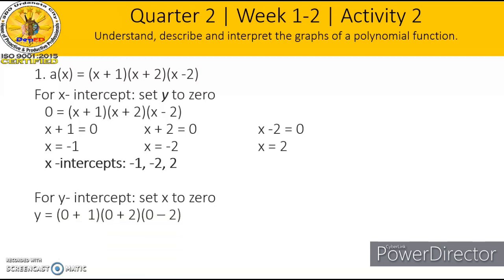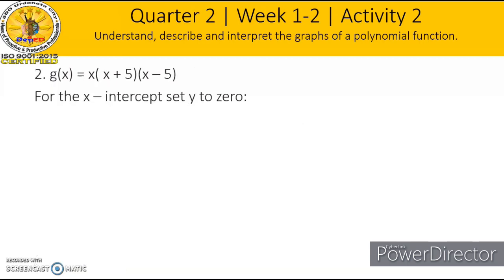For the y-intercept, just set x to 0 or substitute the value 0 in all x in your equation. So we have 0 plus 1, 0 plus 2, 0 minus 2. Further simplification. So we now have y is equal to negative 4, and this is your intercept for the y.